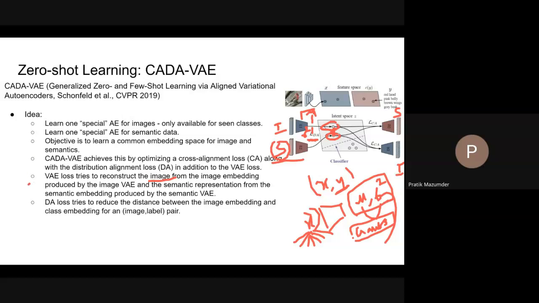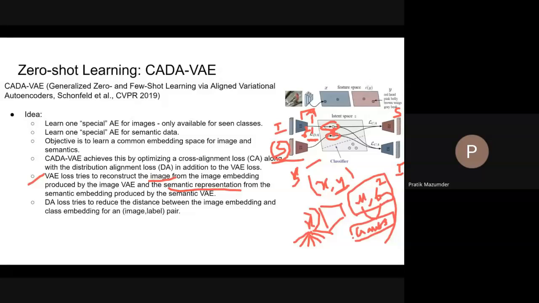The VAE learns to reconstruct the original image or the original semantic representation. But during the next phase, when you have to train a classifier, the VAE is also utilized to come up with a number of embeddings from the same X or the same, say, S, and using those multiple embeddings, you can then classify. So we'll get to that once we finish these three losses.